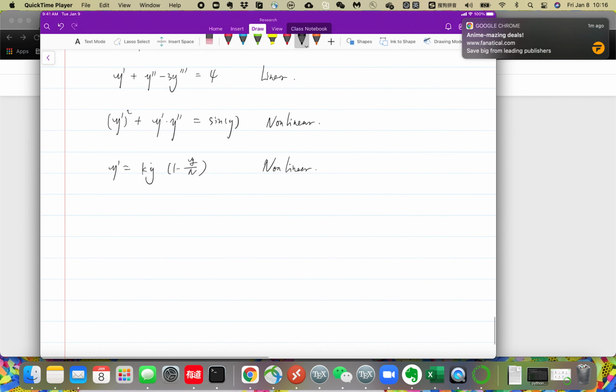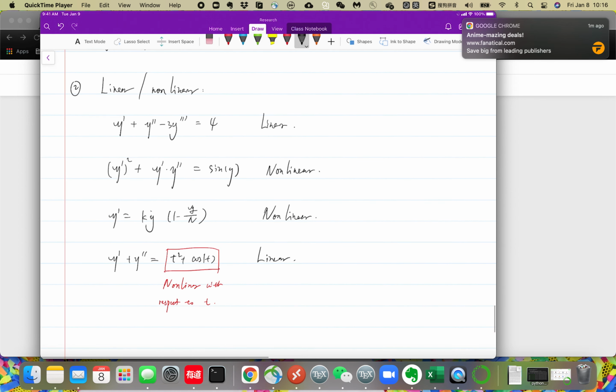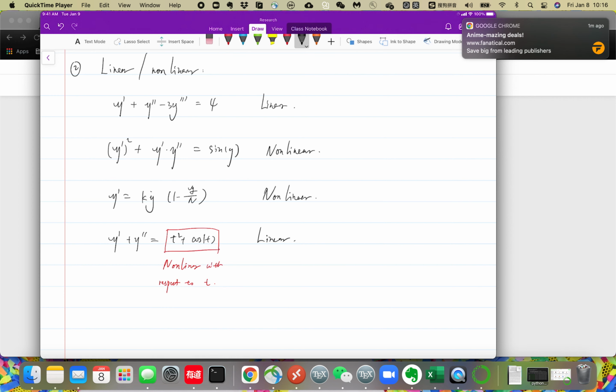One confusion people may have, just keep in mind, linear and nonlinear is strictly referring to y. So if you have y prime plus y prime prime equals t squared plus cosine t, this part is nonlinear, but nonlinear with respect to t. So therefore, this one is still linear, because every time we talk about linear ODE and nonlinear ODE, we are specifically talking about y, and the y prime, of course, and the y prime prime.